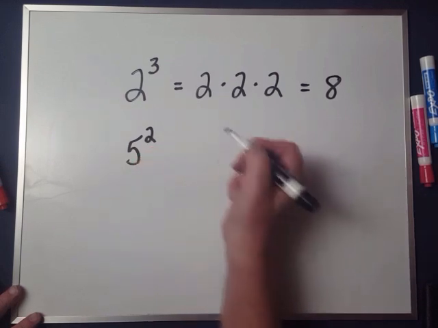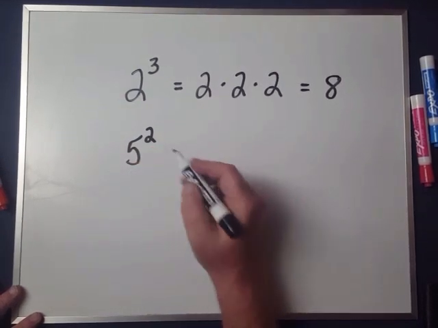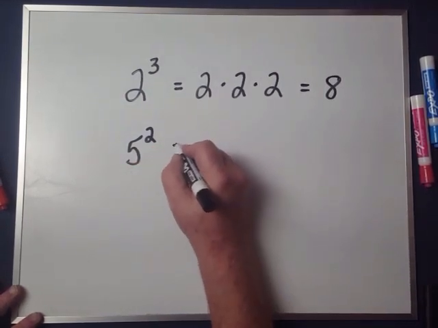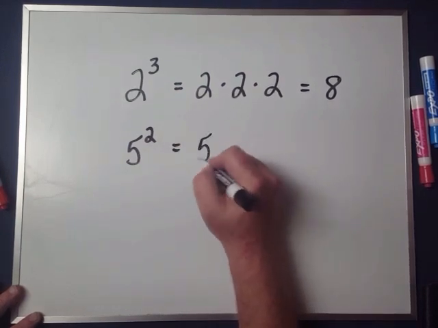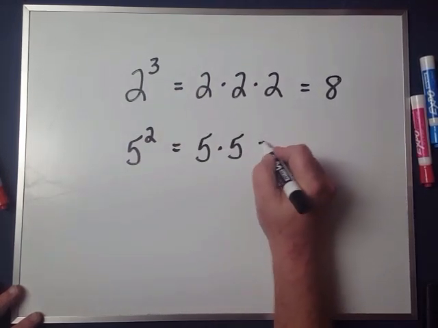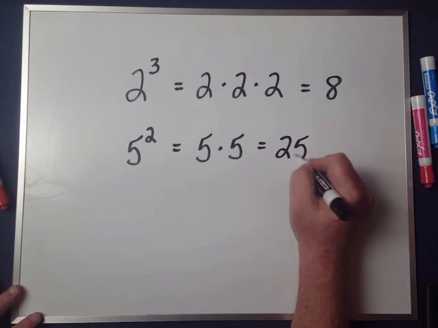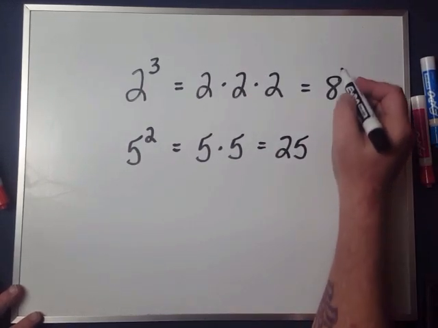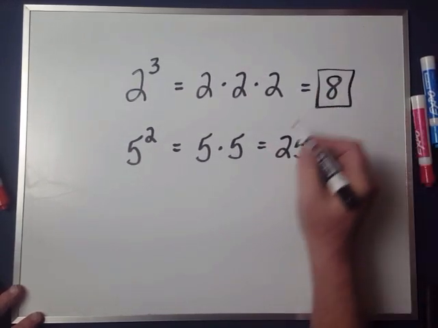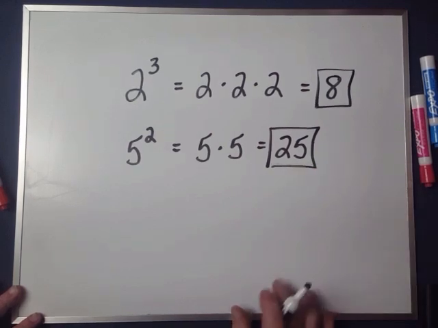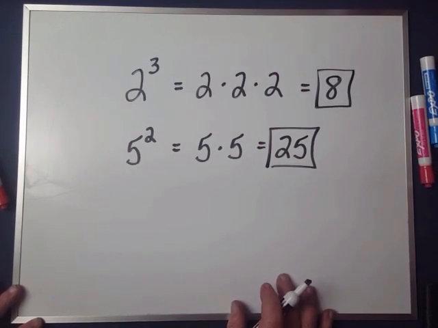5 raised to the second power, or 5 squared, means 2 factors of 5. 5 times itself. 5 times 5 is 25. Go ahead and get used to circling or boxing your final answers, because this will be required on quizzes and tests.